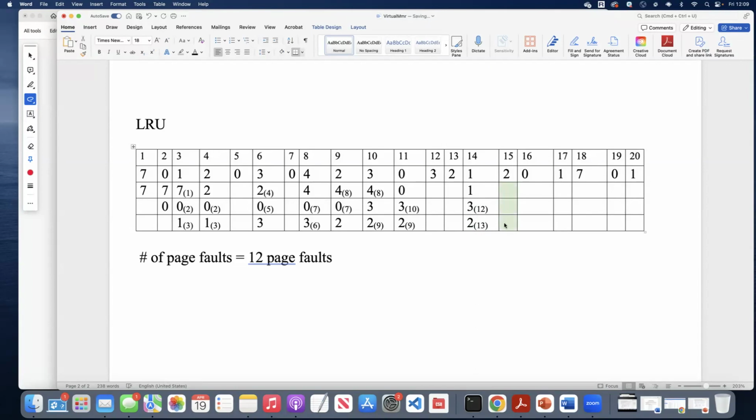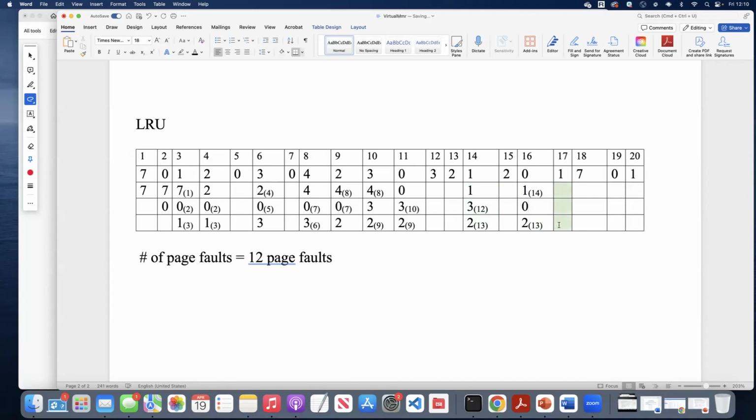Page 2 is in the memory, no page fault. And then page 0 is needed, so we select a victim page. Page 1 is accessed at time 14, page 3 was accessed at 12, and page 2 was accessed at 13. So page 3 is the victim page. Page 0 replaces page 3.